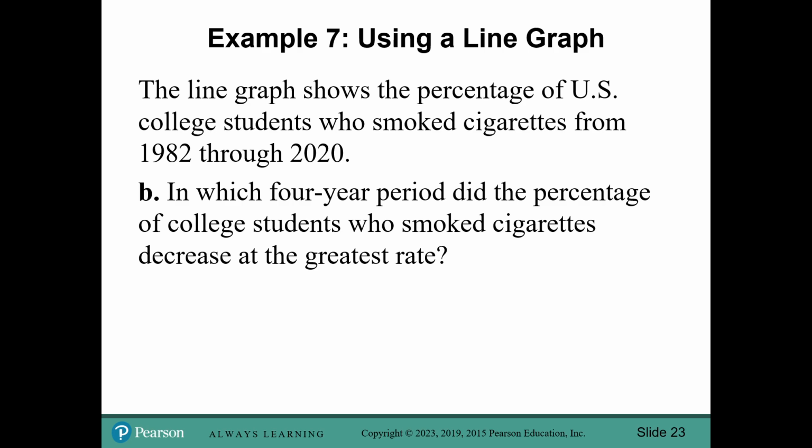Now, the line graph shows the percentage of U.S. college students who smoked cigarettes from 1982 through 2020. In which 4-year period did the percentage of college students who smoked cigarettes decrease at the greatest rate? Remember that the word decrease means go down. So which one went down at the greatest rate?